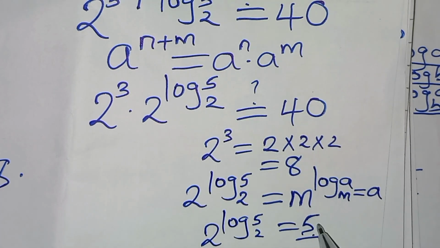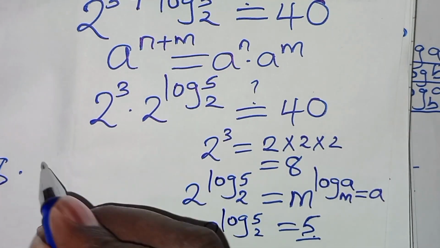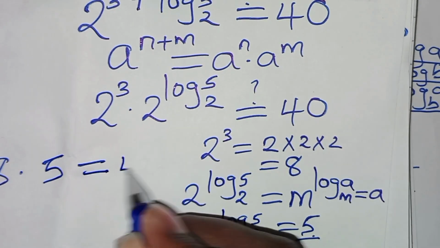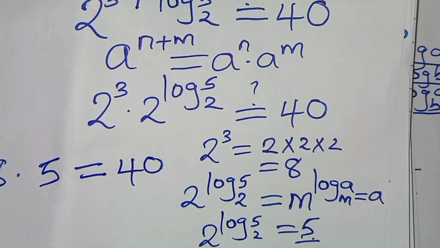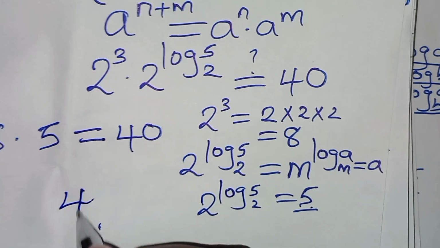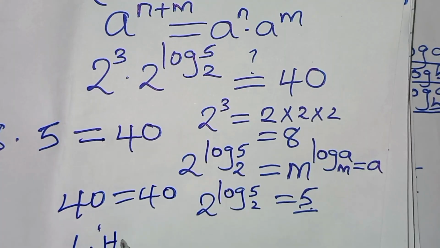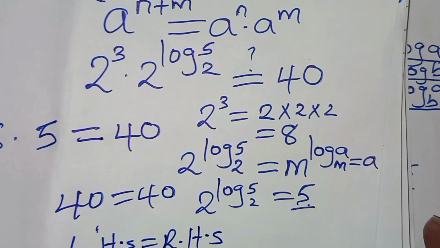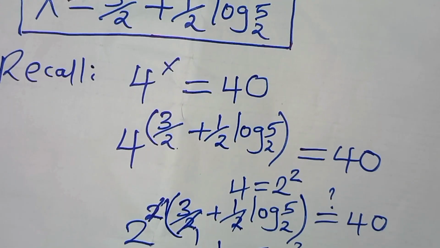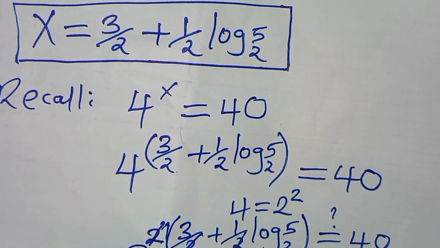Let's substitute this. So we'll have 8 times 5. This is supposed to give us a value of 40. And 8 times 5 is basically equal to 40. So that means that the left-hand side is exactly equal to the right-hand side. And that affirms that the value of x, which is essentially equal to 3 over 2 plus a half log 5 to base 2, actually satisfies the equation.